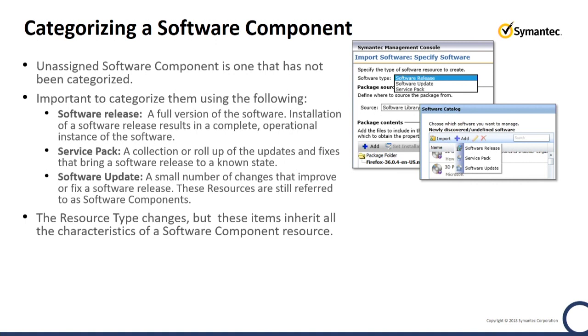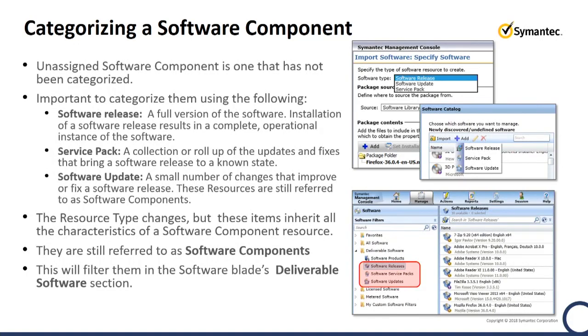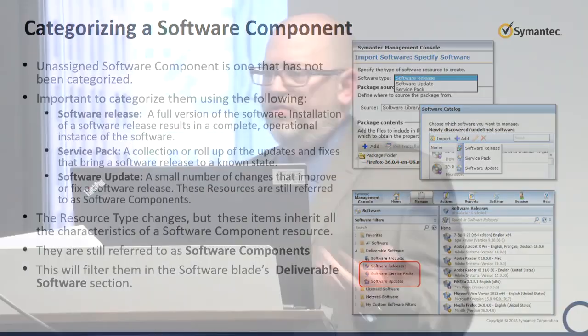All right, so where there's been confusion in the past, you'll see in manuals, you'll see in some of the education materials, software resource, software component, they're all the same thing, right? It's all the same word. It depends on the year the document was made. Okay, so why do we do this classification? It's basically to show it properly in the console too. So if you define things as releases or service packs, they'll be in the respective part of the console.